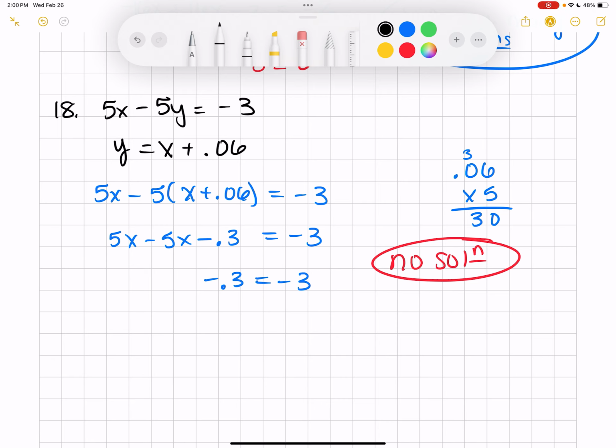Just a correction, I have the problem written wrong, that's why their answer is wrong. Anyways, the answer to our problem is no solution.